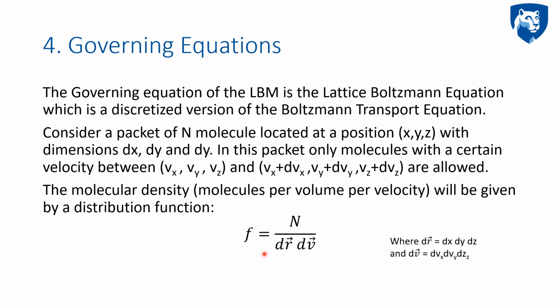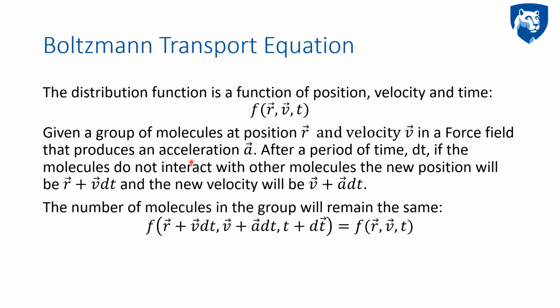So this f is the total number of molecules per volume per velocity. So it's n divided by dr, where r is dx, dy, dz, times dv, where v here is dvx, dvy, dvz. So this is the total number of molecules per volume per velocity. The distribution function is a function of position, velocity, and time, and these are 7 variables, expanded.